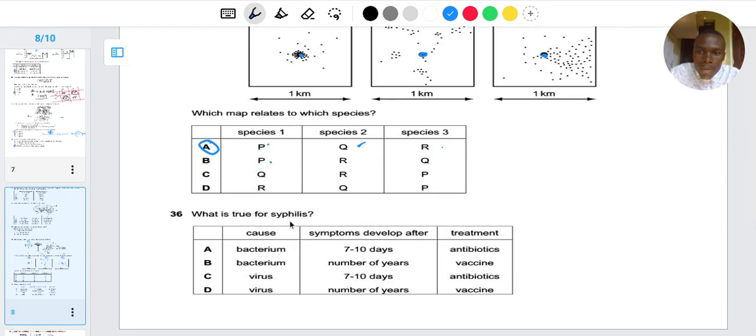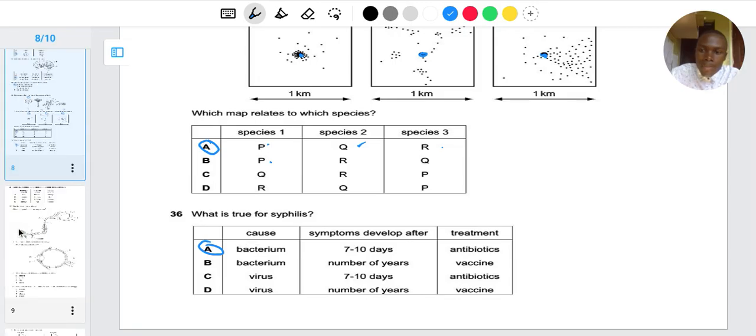Then we have the second one, which is saying, what is true for syphilis? So syphilis is caused by a bacteria. Then the symptoms develop after some days or weeks. Yeah, and it is treated by antibiotics. So meaning to say the answer is going to be A. But one thing that you need to understand here is that when syphilis remains untreated, this can lead to madness as well as infertility in some cases. So it's very bad.